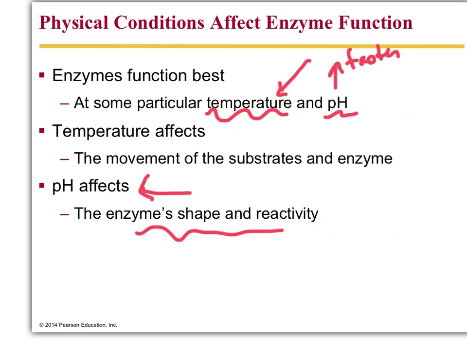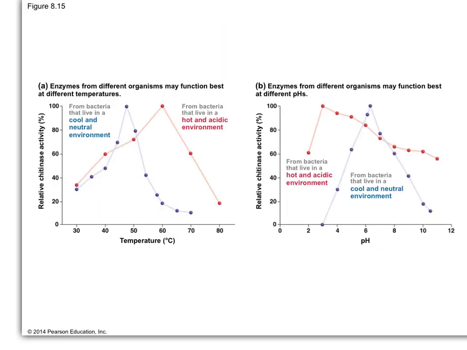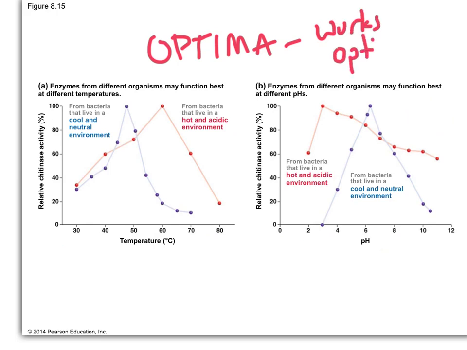I think I have another, and I think this is going to be the end. So enzymes can have what we call temperature as well as pH optima. Optima. That's where it works optimally, at its best.